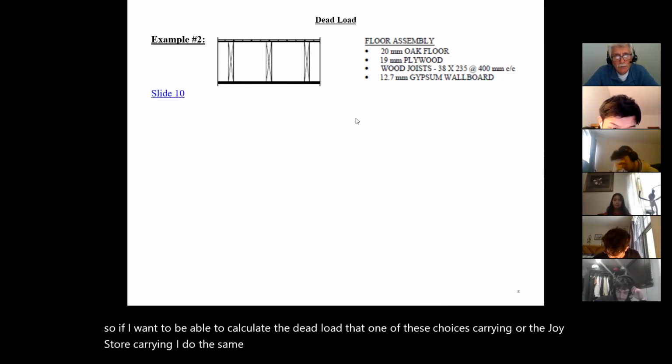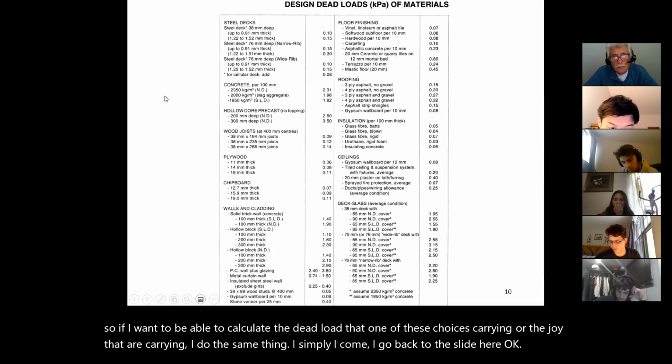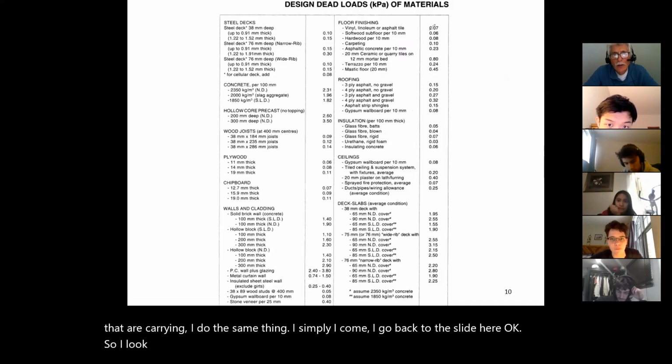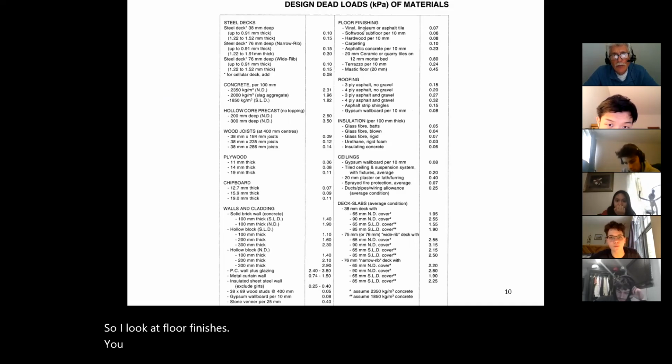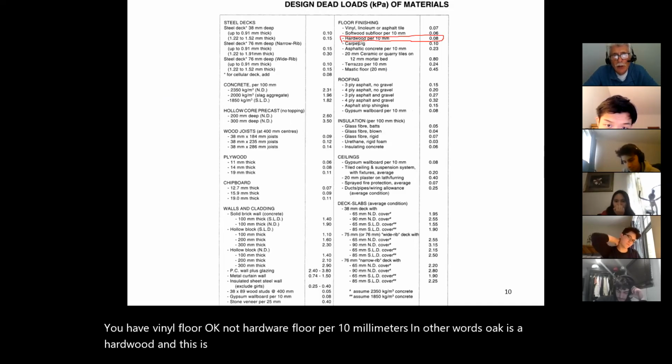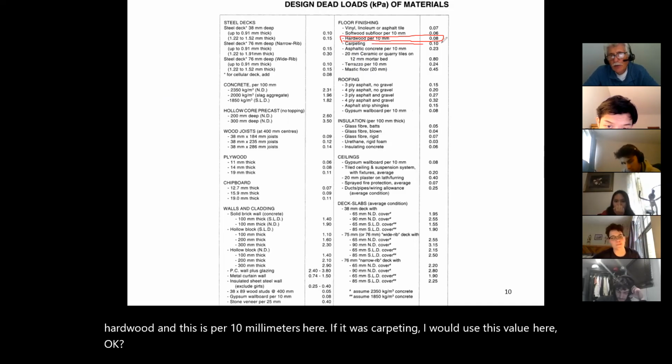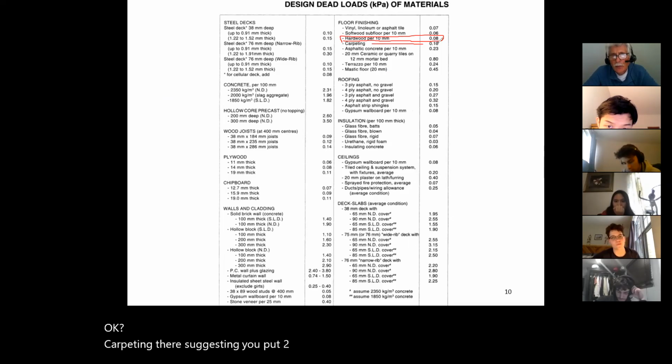I simply go back to the slide here. So I look at floor finishes. Here I have vinyl floor. Now hardwood floor per 10 millimeters. In other words, oak is a hardwood, and this is per 10 millimeters. If it was carpeting, I would use this value here. Carpeting, they're suggesting you put 2 pounds per square foot or 1.1 kPa.